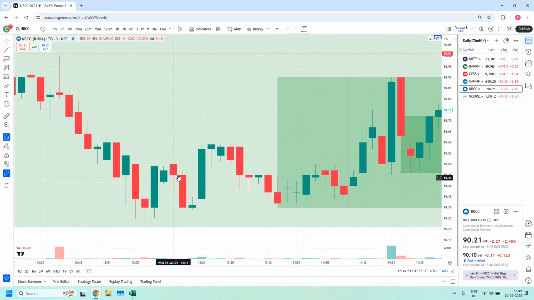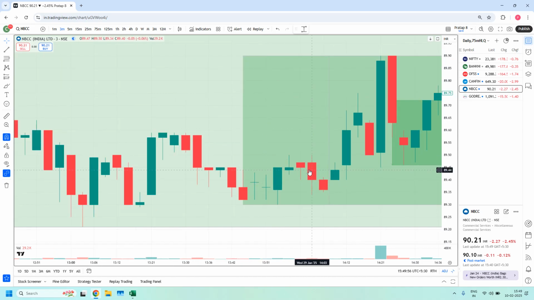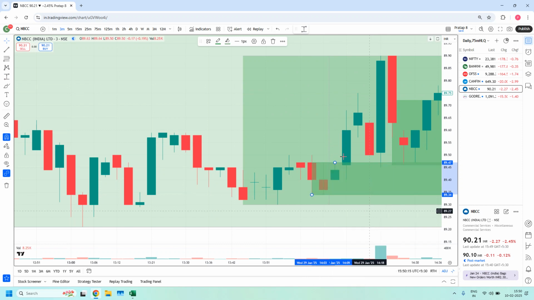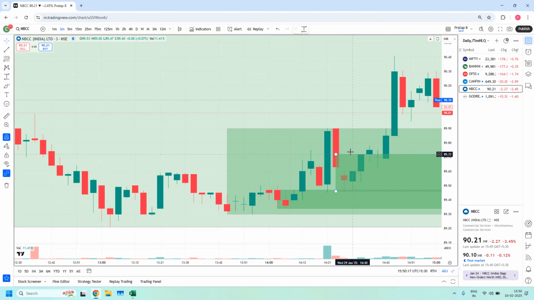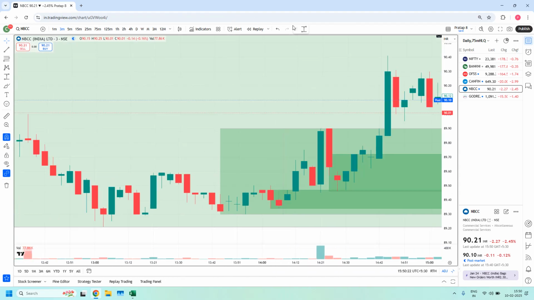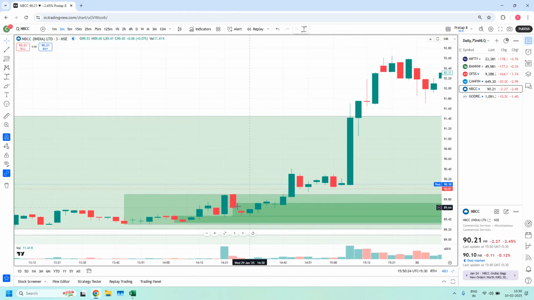We have an excellent drop base rally. Sorry. This is the one. Drop base rally. So this is the one holding this entire 15-minute zone. Not 15 minutes, sorry for my mistake, the 5-minute zone.